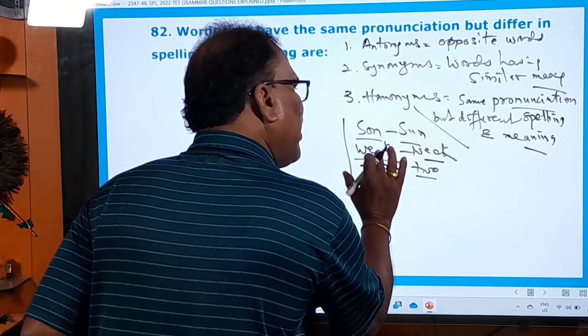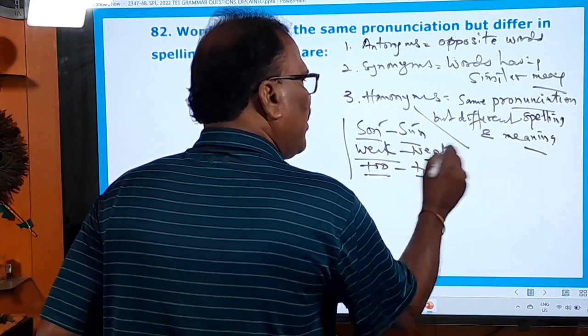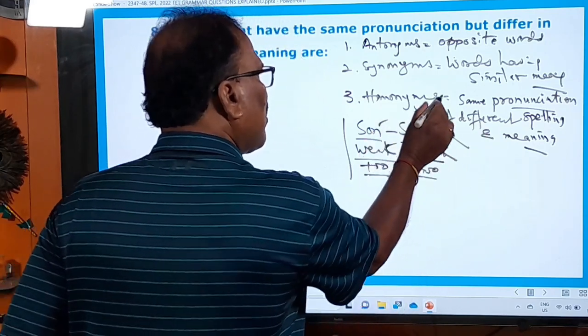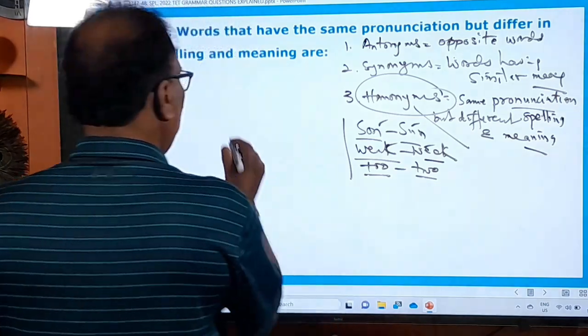So in this way, son, sun, weak, week, two, too: same pronunciation, but different spelling and different meaning. Such words are called homonyms. Now let's go to the next one.